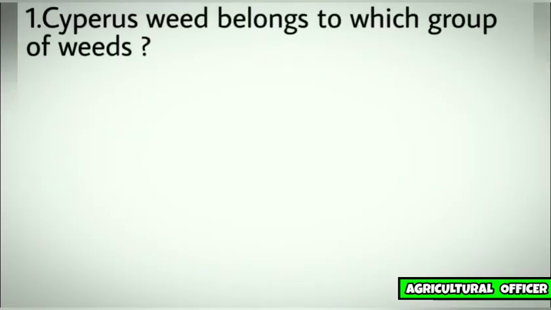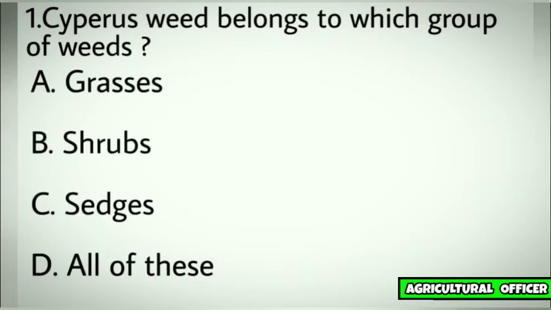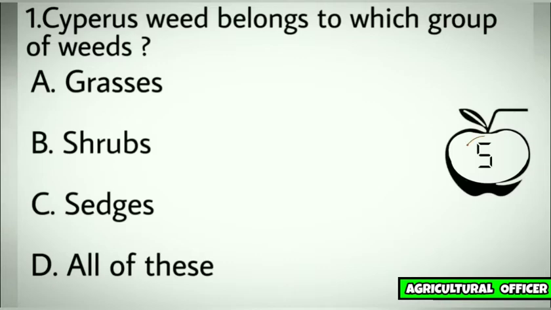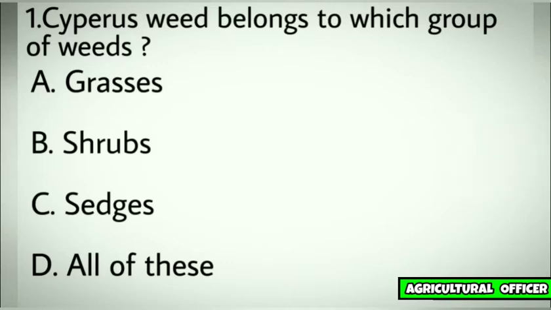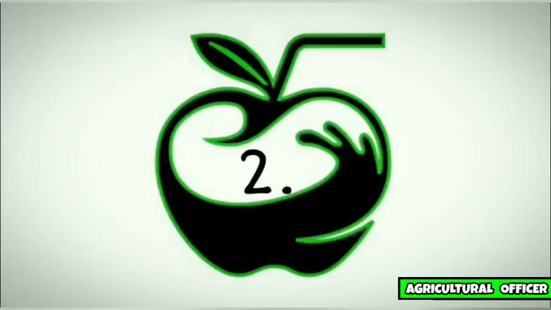Question number 1. Cypress wheat belongs to which group of weeds? Options: A. Grasses, B. Shrubs, C. Sedges, D. All of these. Correct answer: C. Sedges.